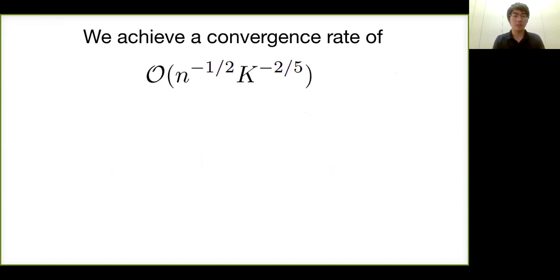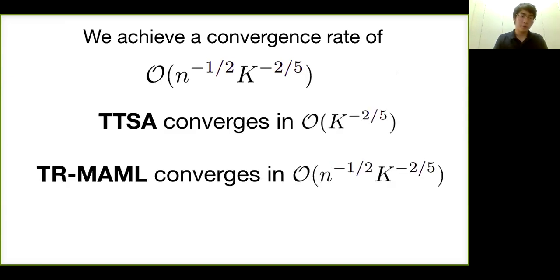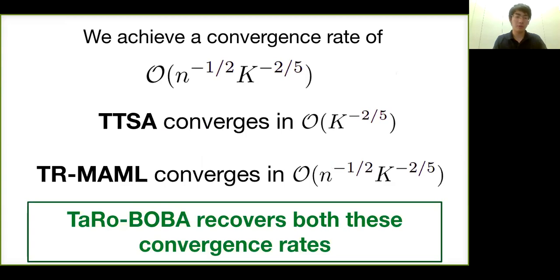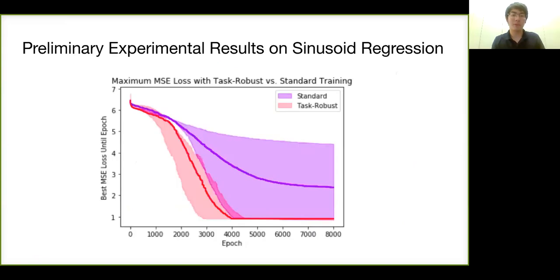Next, let's look at convergence. We achieve a convergence rate of square root n k to the minus 2/5. N is the number of tasks, and k is the number of iterations, for y, lambda, and x. We note that TTSA converges in k to the minus 2/5, and TR-MAML has the same rate as we do. And so therefore, TARO-BOBA recovers both these convergence rates. While not the focus of our work, preliminary experiments on sinusoid regression show that our algorithm is superior to standard training.